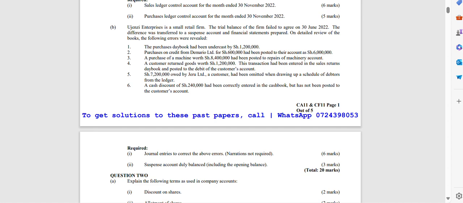So we begin. NZ Enterprises is a small retail firm. The trial balance of the firm failed to agree on 30th June 2022. The difference was transferred to a suspense account and financial statements prepared. On detailed review of the books, the following errors were revealed. Purchases day book. Every time they say the word purchases day book, just know these are just the normal purchases accounts, okay?